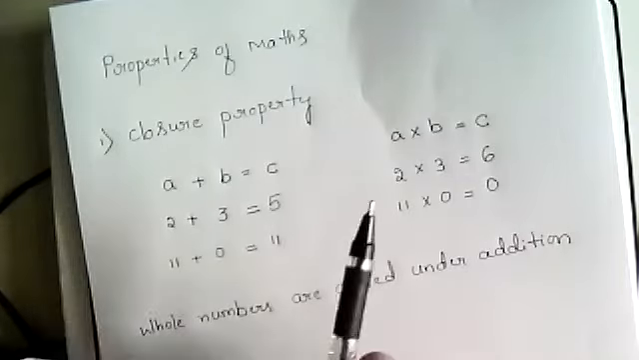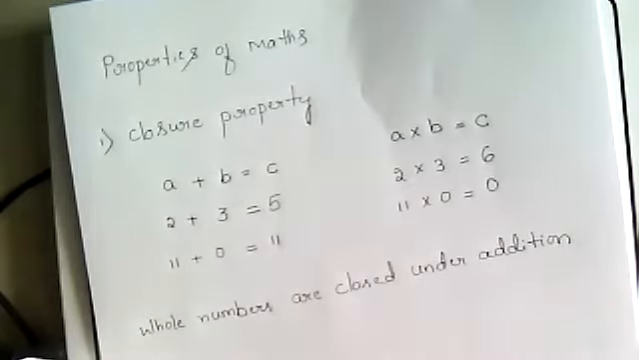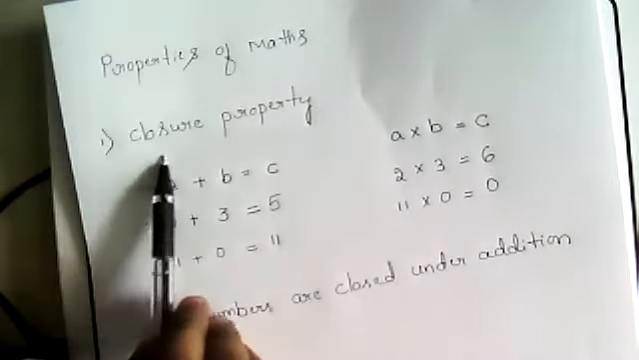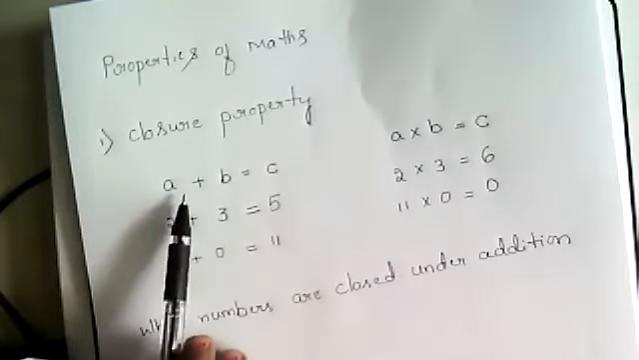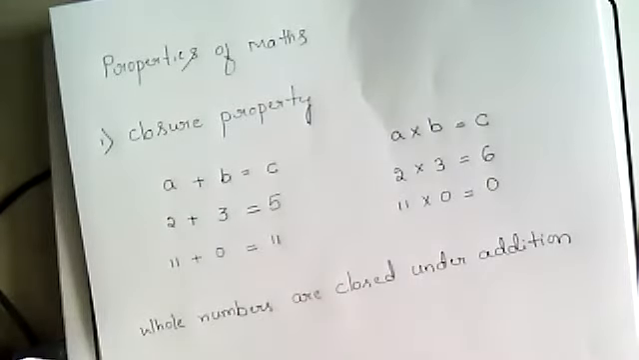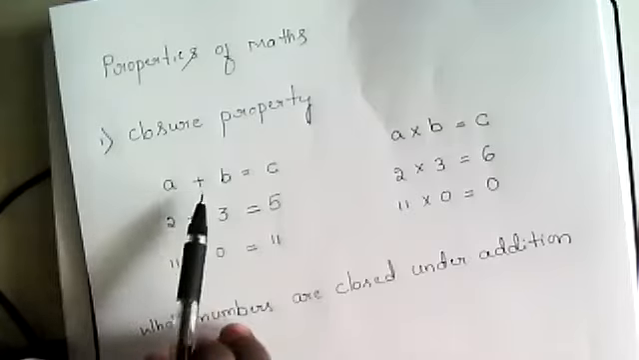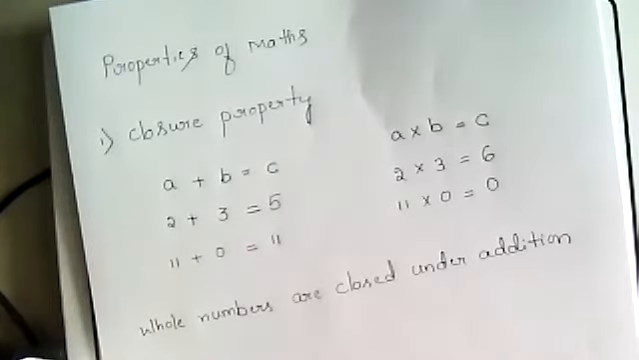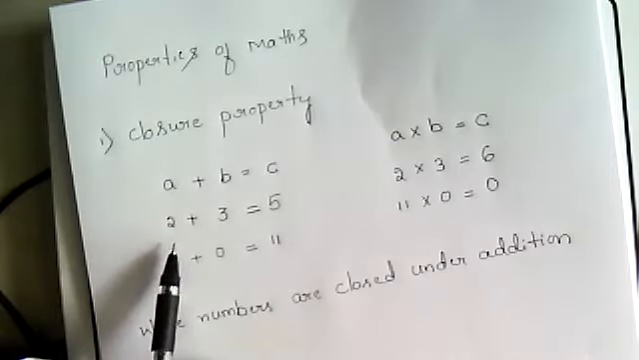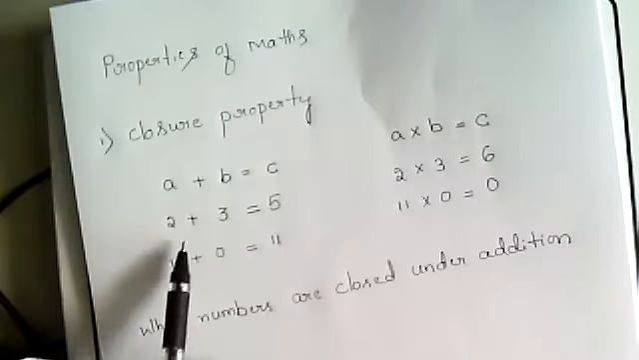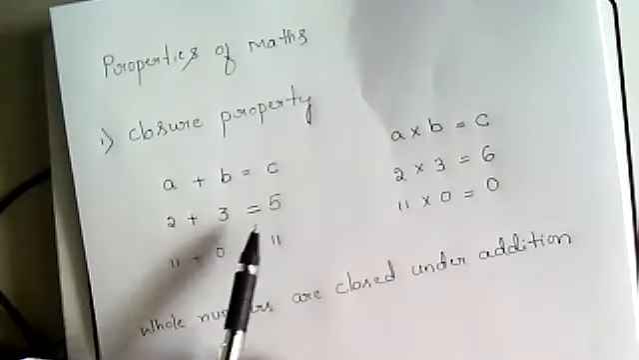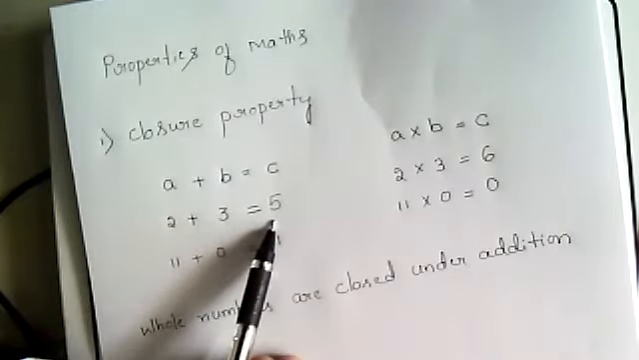Yes, ma. So only you have to keep in mind it's a closure property. General form of closure property is A plus B equals C. A and B are two whole numbers. The result will always be a whole number. Here I have chosen two numbers, 2 and 3. 2 plus 3 equals 5. So 2 and 3 are also whole numbers and 5 is also a whole number.